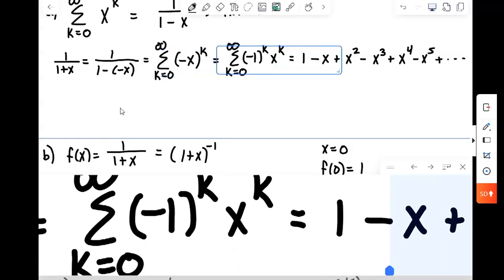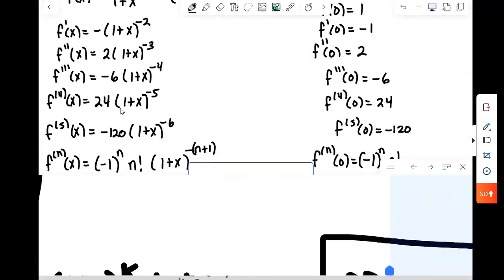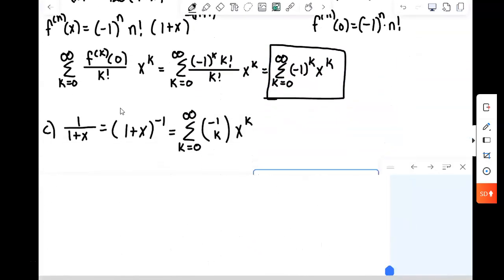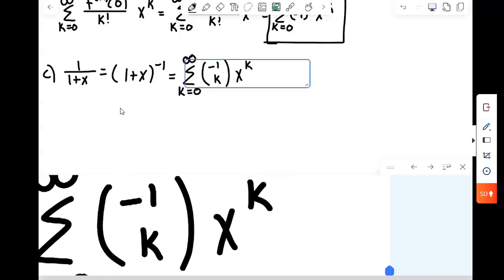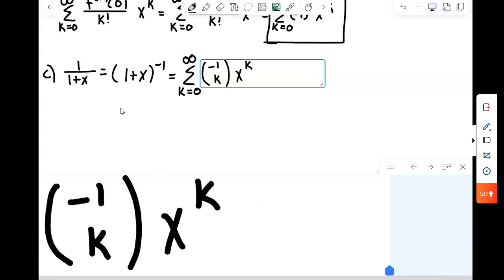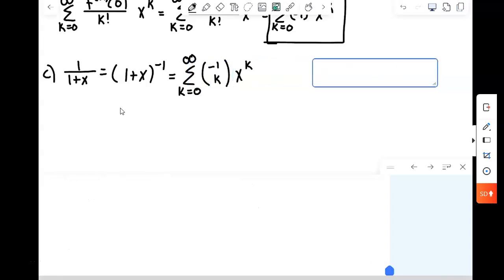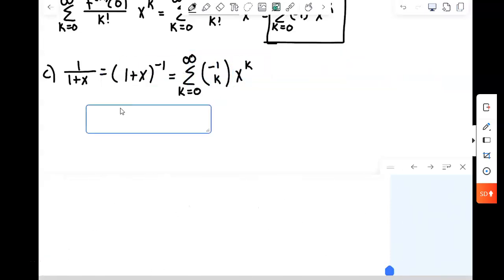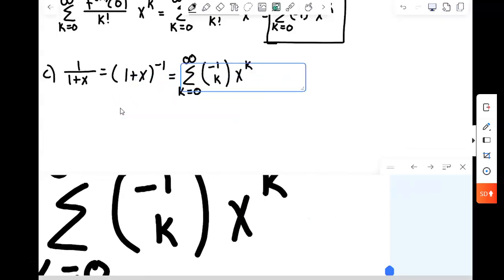So that's going to converge as long as x is between minus 1 and 1. And so, of course, being the same thing, that would as well. So this one here, once we work out these minus 1 to the k, choose k, this thing will converge between minus 1 and 1. Again, we don't know anything about the endpoints unless we test those individually.